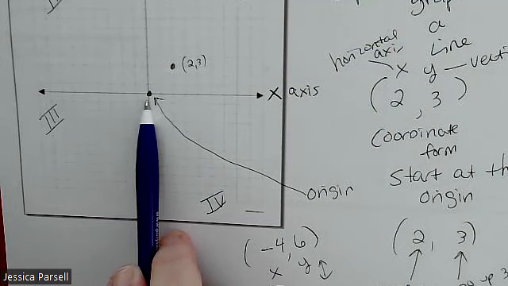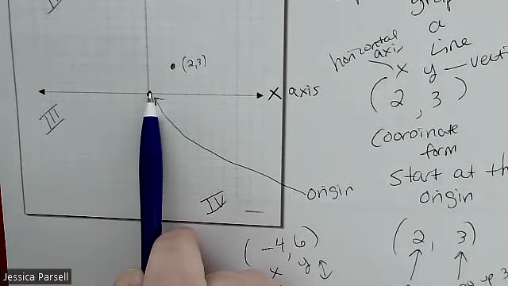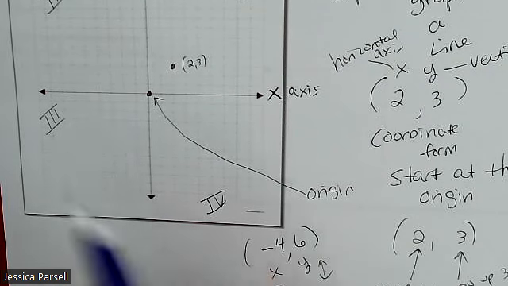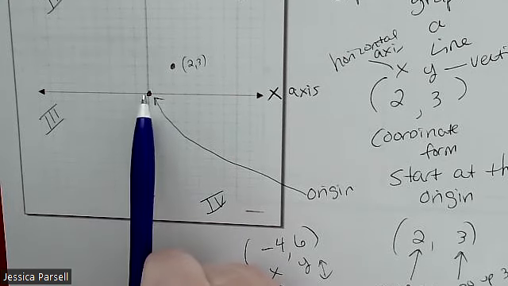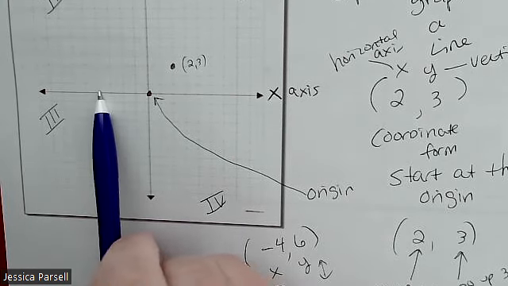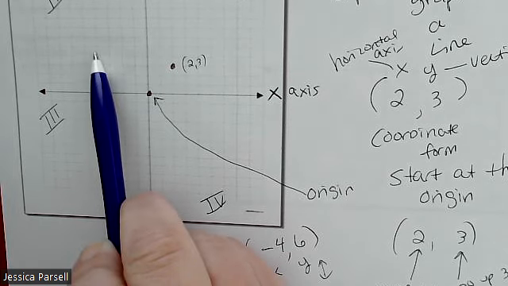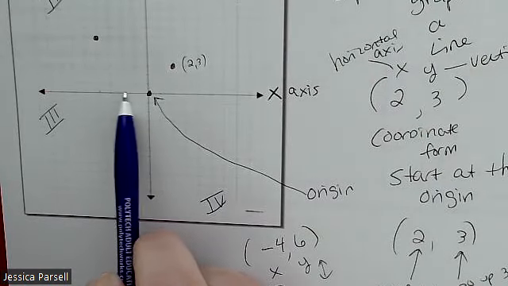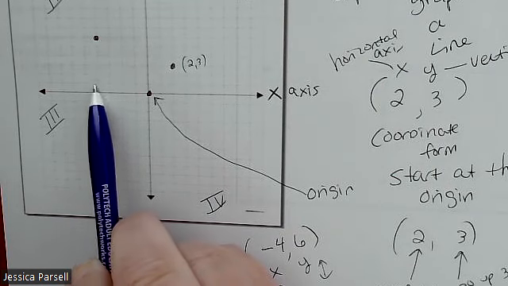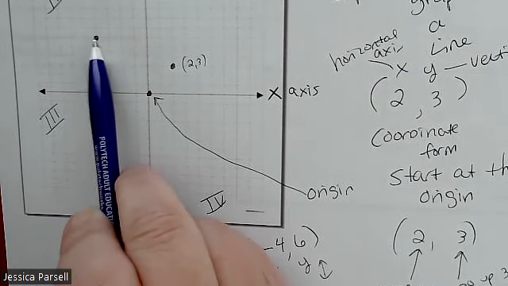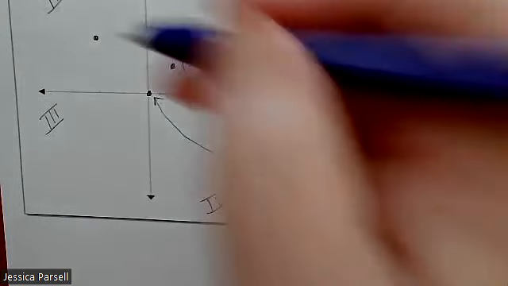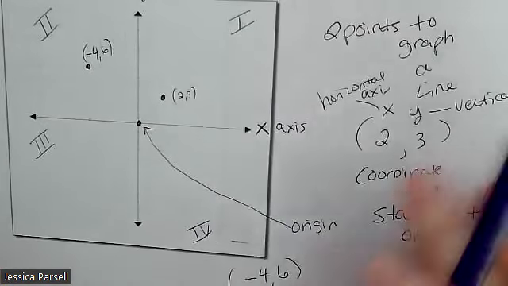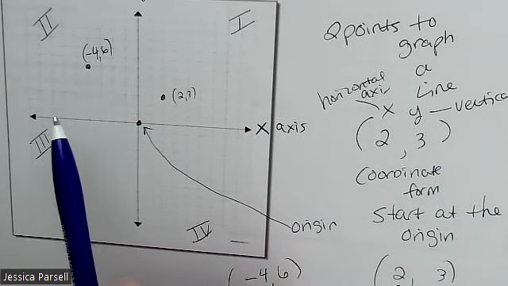So I'm going to start at the origin, and I'm going to move to -4 on the x-axis, which means I'm going to go left 1, 2, 3, 4. That's over to -4. And I'm going to go up +6. 1, 2, 3, 4, 5, 6. So that is -4, 6. So notice when I plotted 2, 3, I was in the first quadrant. -4, 6 is in the second quadrant.